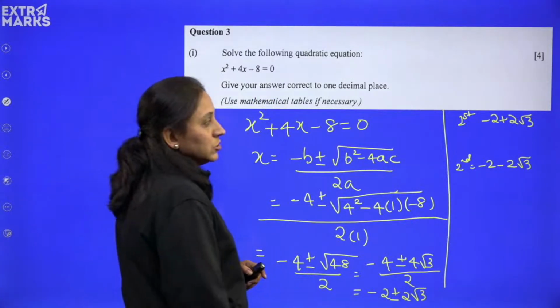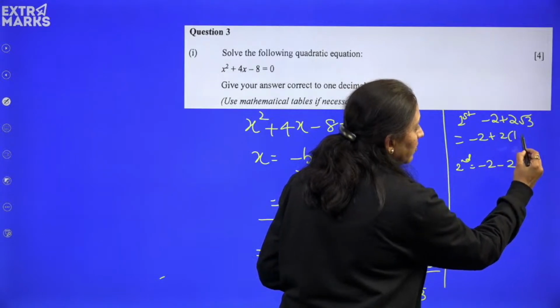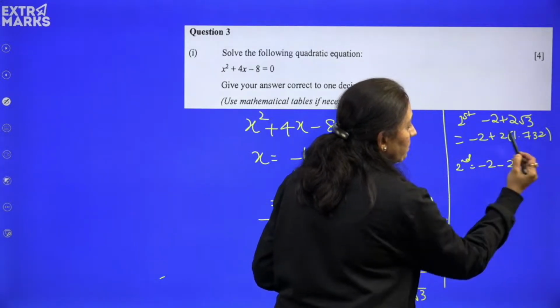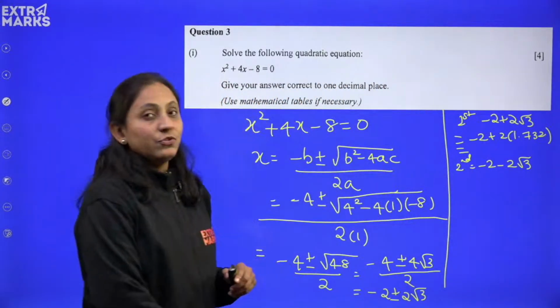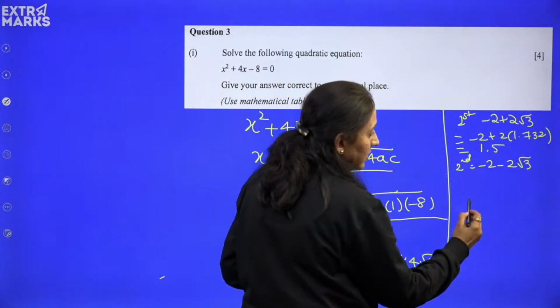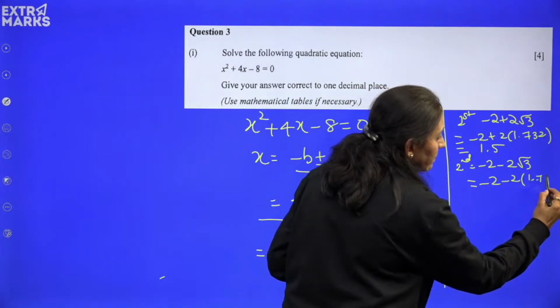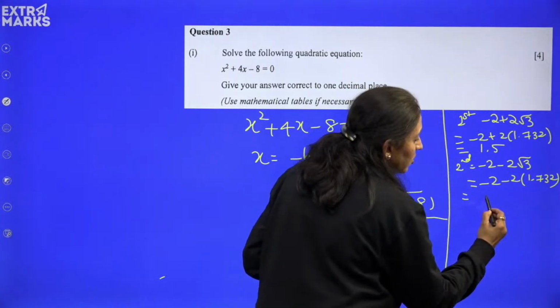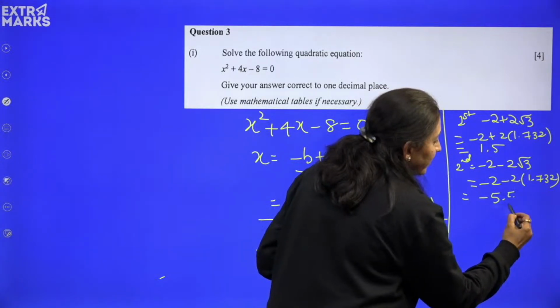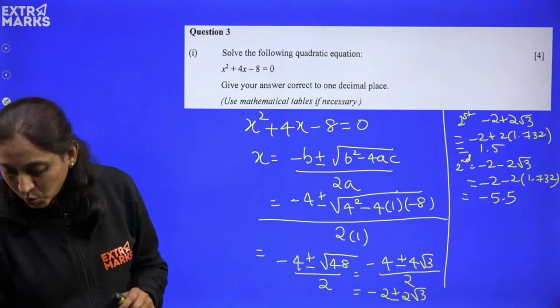Okay, so root 3 value is 1.732. And if you simplify this, you will get one root as 1.5, and this if you simplify, you will get the other root as minus 5.5. Meena, I think this is what you meant. You have written minus 5.2.